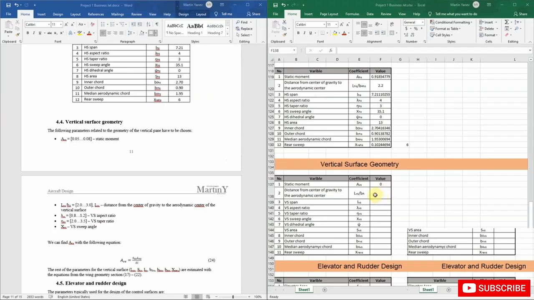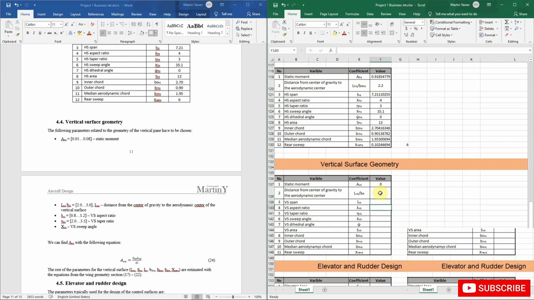So first let's choose the values that we have some idea about. The A of the vertical surface, just to mention, should be between 0.05 and 0.08. Quite a bit smaller compared to the horizontal stabilizer, and this is because the static moment produced by the vertical surface is way smaller than that of the horizontal one, which is normal. But let's choose the LVS divided by BA. I will take this to be equal to 2.